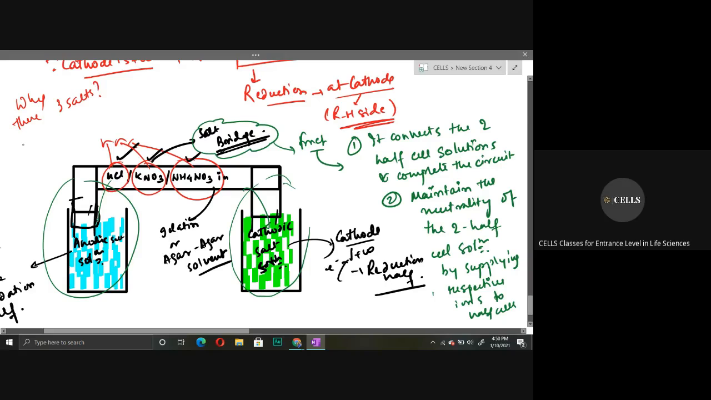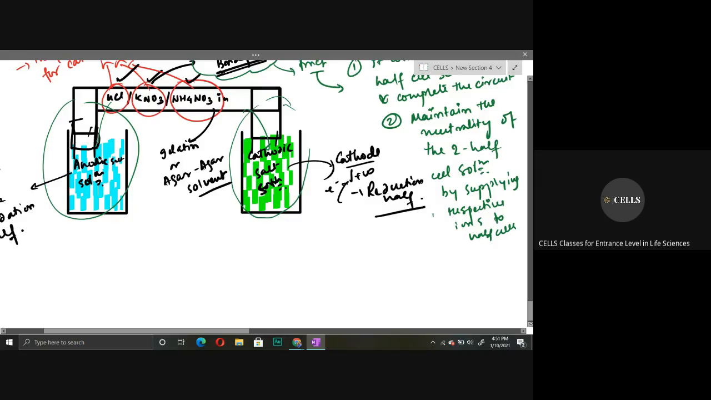Because the answer will be these three salts, they have the same mobility for cations and anions, and hence they maintain the neutrality. This is an important point. So it was all regarding the structure.